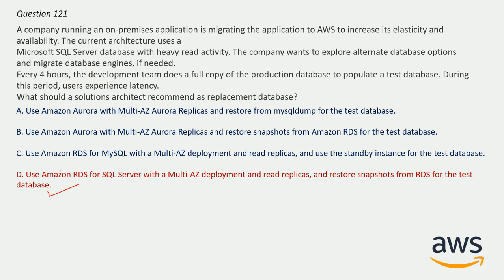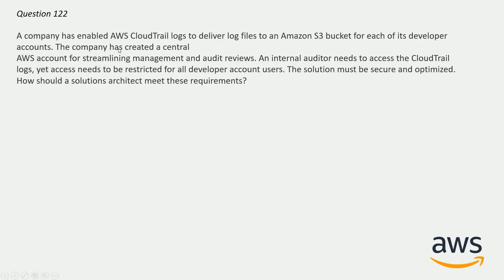And now question number 122. A company has enabled AWS CloudTrail logs to deliver log files to an Amazon S3 bucket for each of its developer accounts. The company has created a central AWS account for streamlining management and audit reviews. An internal auditor needs to access the CloudTrail logs, yet access needs to be restricted for all developer account users. The solution must be secure and optimized. How should a solution architect meet these requirements?